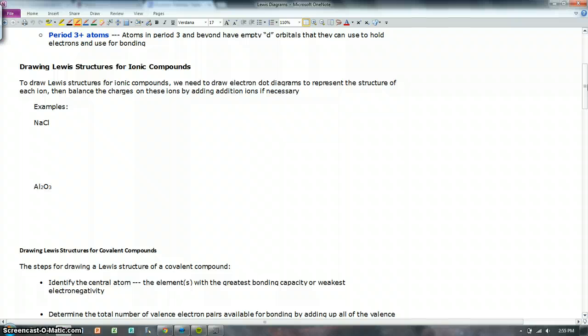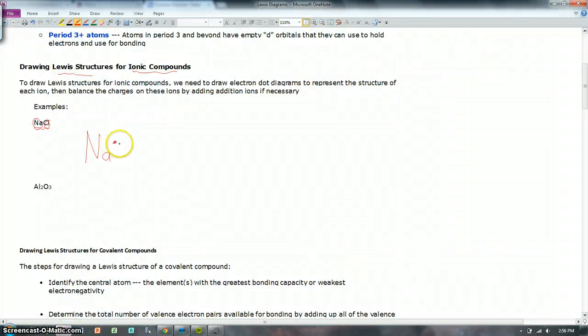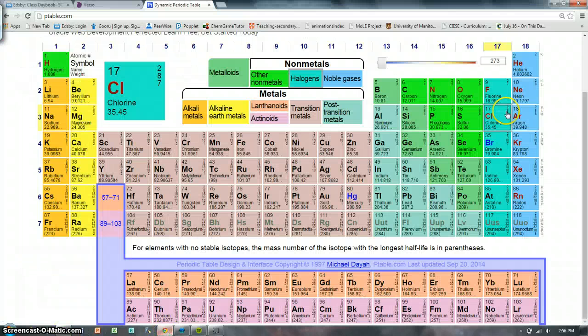In all of these, we're just going to start by drawing electron dot diagrams for the individual atoms. So an example of NaCl, this is an ionic compound, right? A metal and a non-metal bonded together, and we're going to draw the Lewis structure for that. So the first step, sodium, we'll draw the Lewis structure for sodium. Symbol is Na. We see that it's in the first column, and so it has 1 valence electron. Chlorine, with a symbol of Cl, has 7 valence electrons. As we can see here, it's in that 7th column.